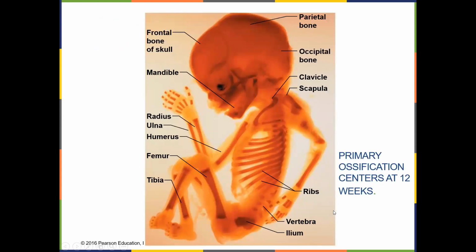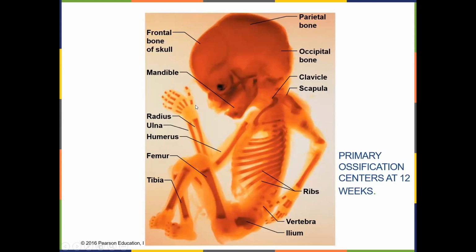This is what we look like at 12 weeks. We're about 2 inches long, maybe even less. But we can see where the bones have formed. In 6 weeks, we've been really busy because these are bone. These are actual calcium-filled bones now that are showing up in this image.